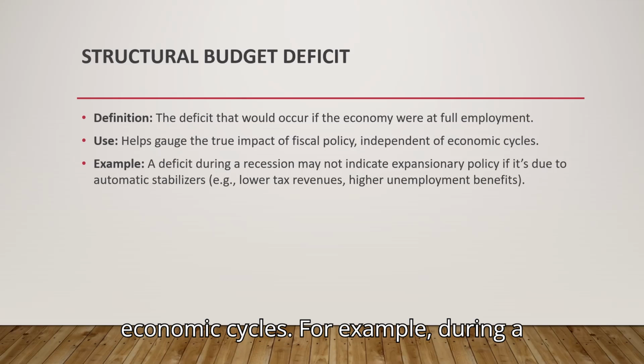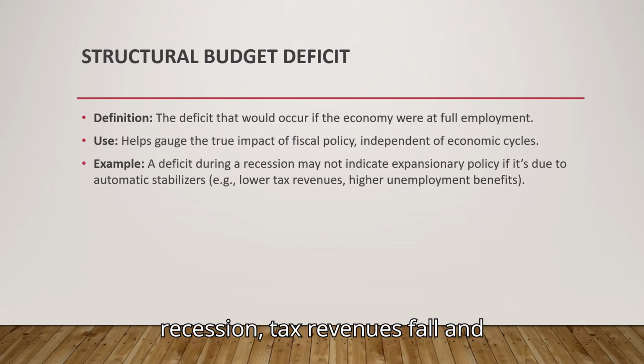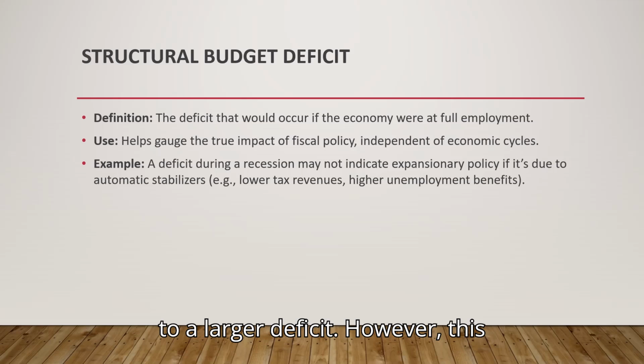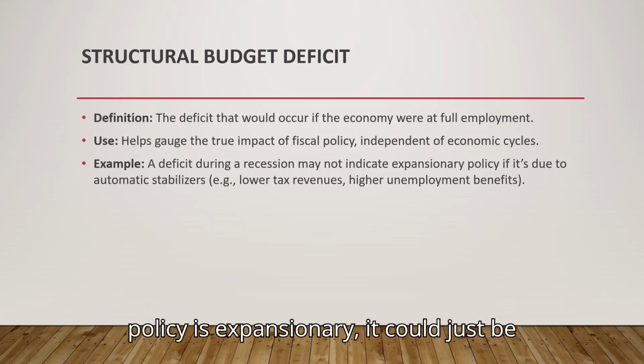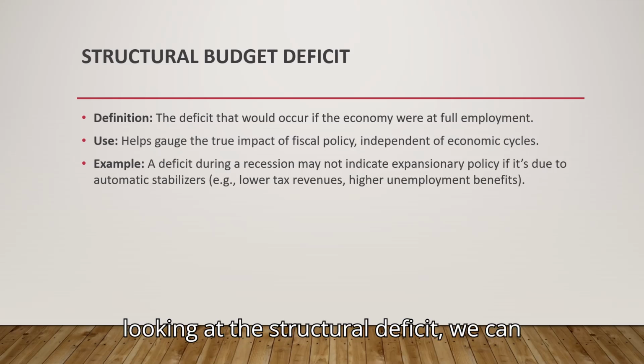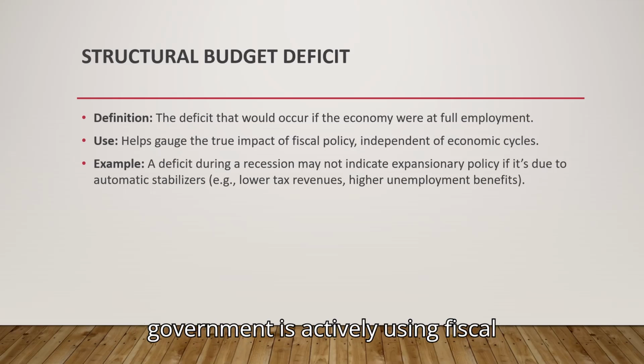For example, during a recession, tax revenues fall and unemployment benefits increase, leading to a larger deficit. However, this doesn't necessarily mean that fiscal policy is expansionary, it could just be the result of automatic stabilizers. By looking at the structural deficit, we can get a clearer picture of whether the government is actively using fiscal policy to stimulate or contract the economy.